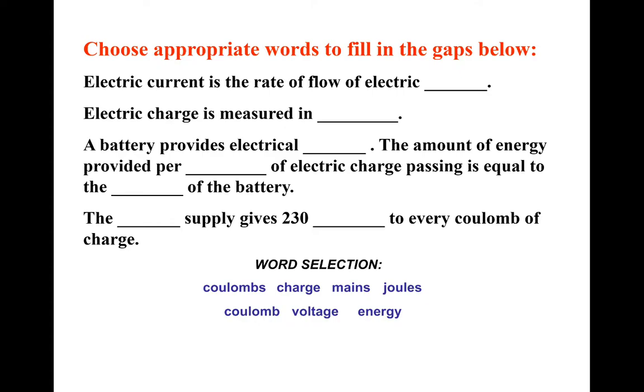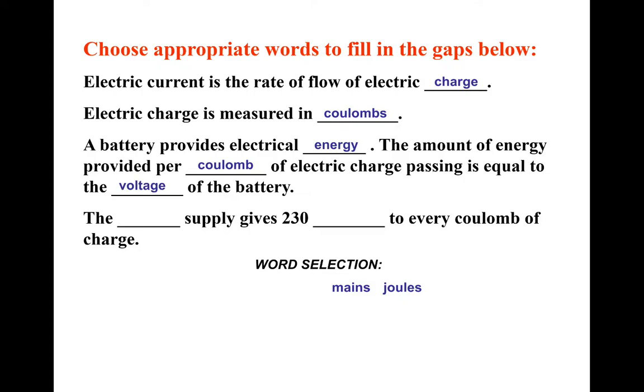So electric current is the rate of flow of electric charge. Electrical charge is measured in coulombs. A battery provides electrical energy. The amount of energy provided per coulomb of electrical charge passing is equal to the voltage of the battery. So they're basically both of the definitions which we've done over lessons 1 and 2.